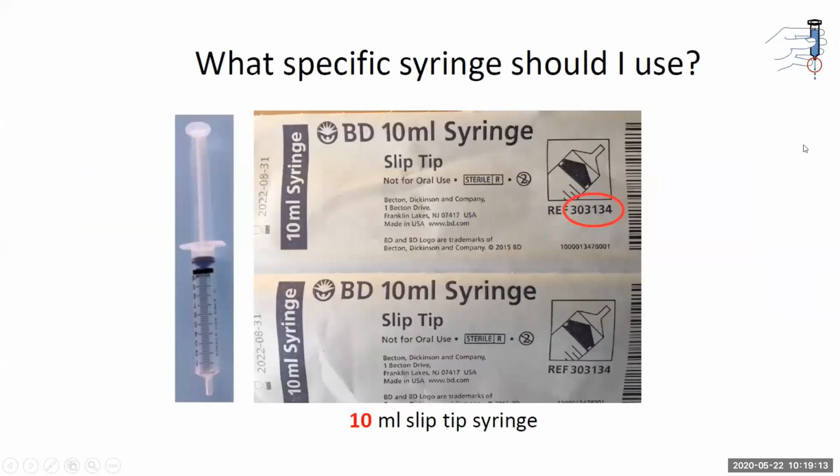This slide is shown simply to show you where to find the BD part number on the packaging of a syringe. This is the back paper side of the packaging, and you can see the part number is shown pretty clearly, but it can be a bit confusing because it has the letters REF in front of it instead of a more useful term like part number.